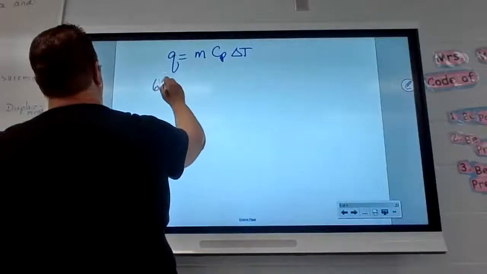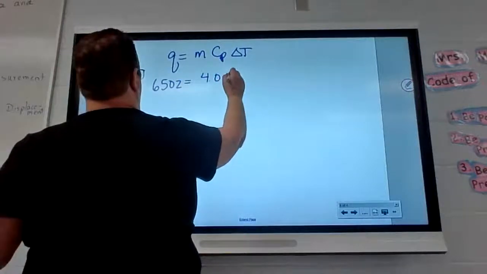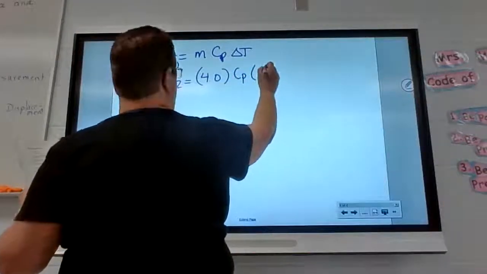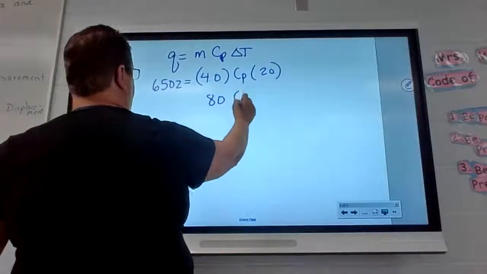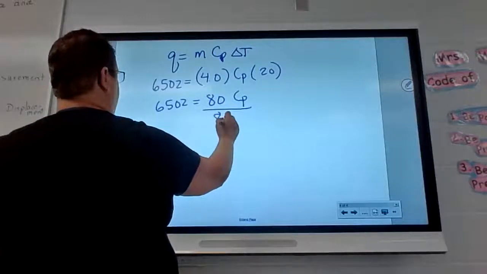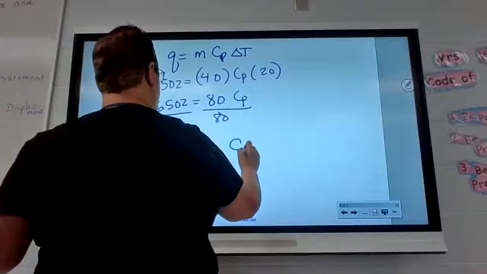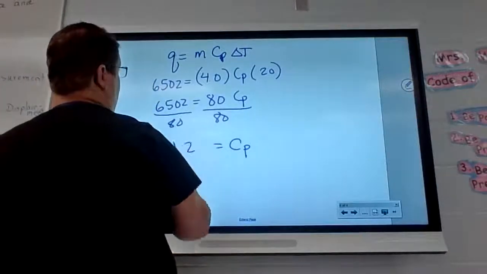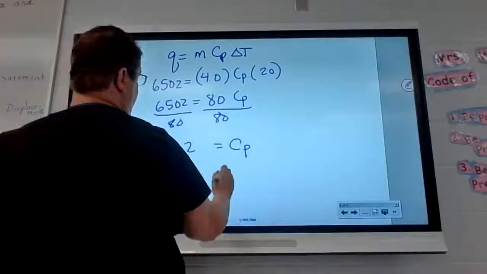So you get Q is 6502. The mass is 4.0. You're looking for CP. And then your change in temperature is 0 to 20, so the change is 20. So 4 times 20 is 80, times CP equals 6502, and divide by 80 on both sides. So when you get CP, you get an answer of 81.2. And because this one only has one significant digit, that's why you round to 80.